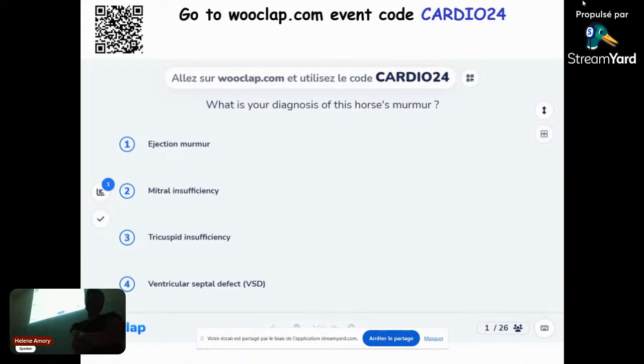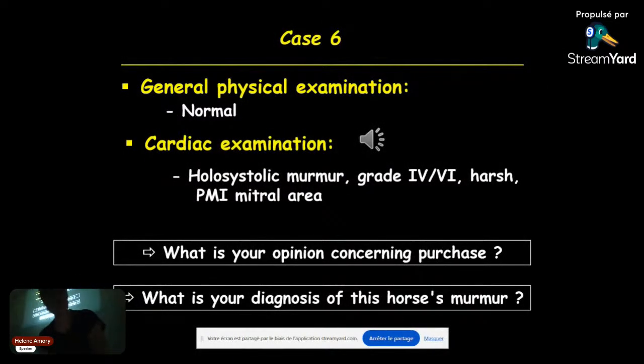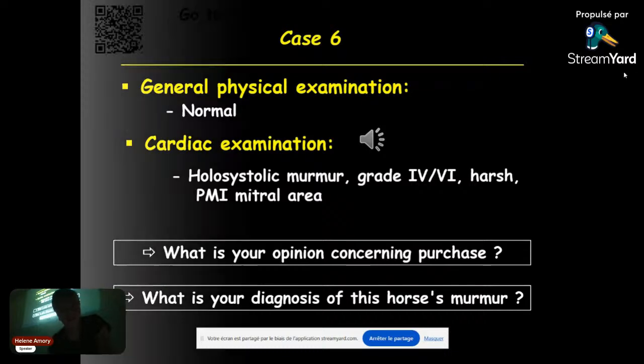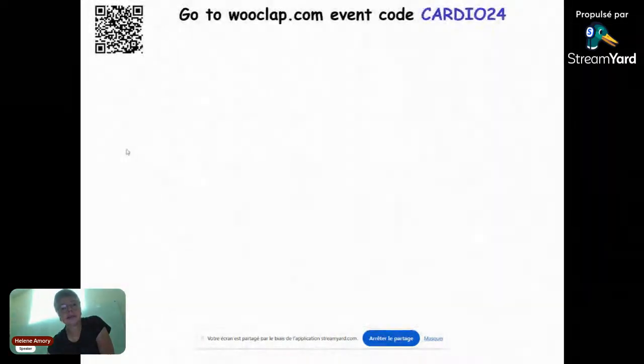Is it bilateral or only one side? Only on the left side. Okay. Grade 4 on the left side in the mitral area and holosystolic. But we have no more characteristics. Okay. Let's see what's your opinion.